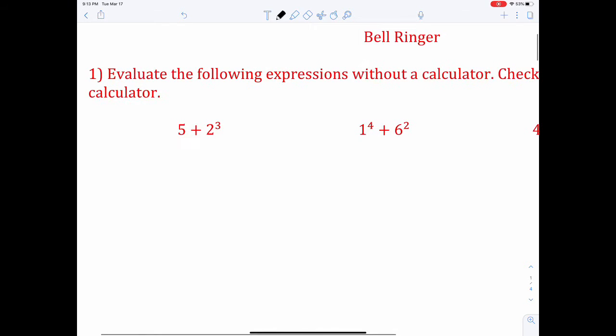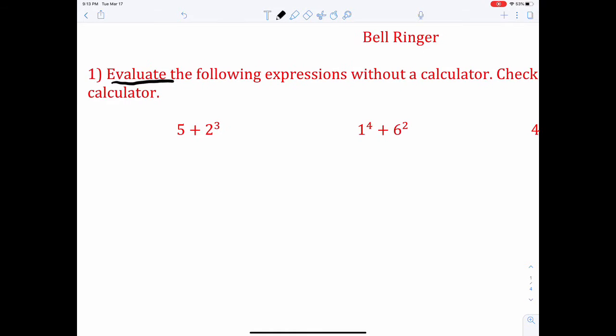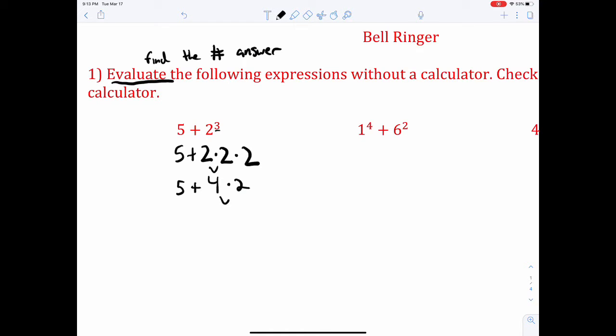Okay, so here is our bell ringer. We're going to evaluate. That means find the numerical answer. So we have 5 plus 2 to the third. Remember from yesterday, that 3 means we're going to multiply 2 by itself 3 times. We still have that plus 5 there. Now we can simplify. 2 times 2 is 4. We still have that times 2 to the right, and we still have that plus 5 to the left. Then 4 times 2 is 8, plus 5, and that will simplify to 13.